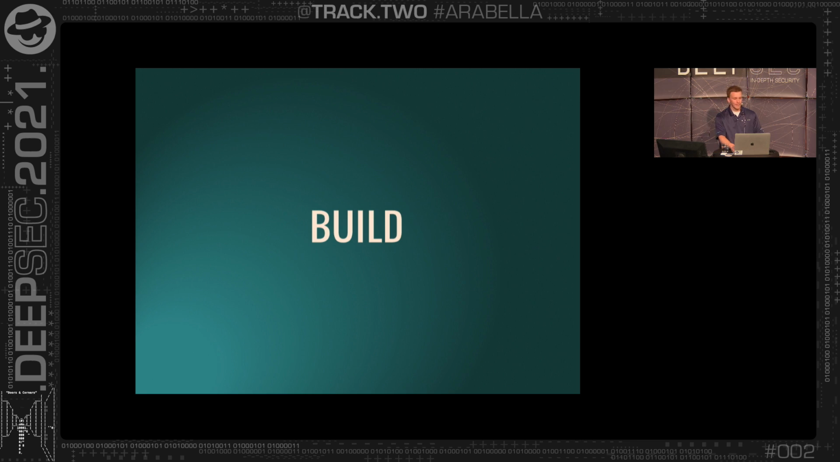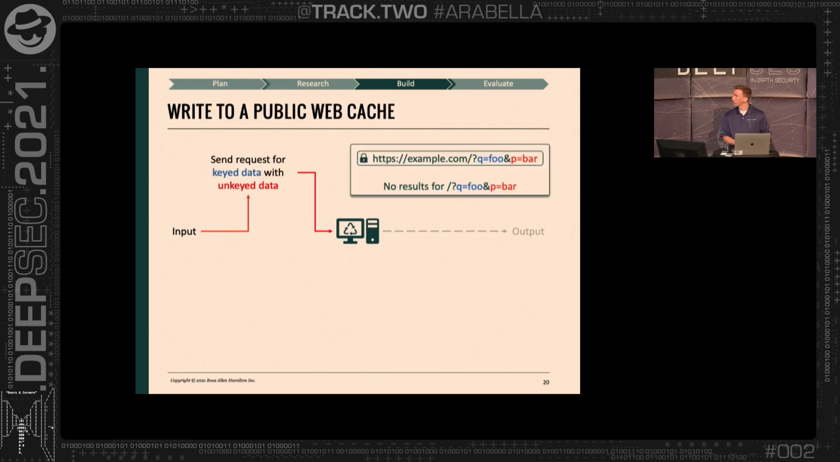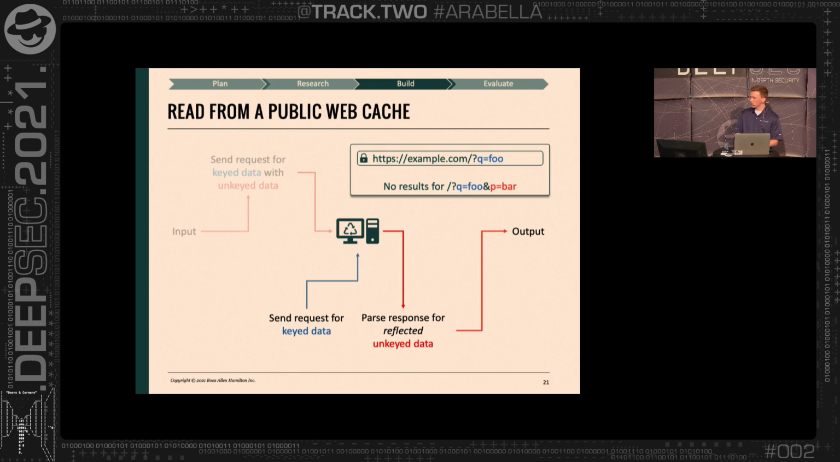Does it work? Our goal, remember, we're part of this covert organization and we want to build a way to communicate with our malware. So we need a way to write to the cache and read to the cache in such a way that we can communicate between parties. So, as we just mentioned, writing to the cache involves sending a request for both keyed data and unkeyed data. This stores that unkeyed data in the cache once it's reflected from the server. To read that data, we simply send a request for just the keyed data and hope that the cache delivers us the unkeyed data from the previous request. This is reading and writing.